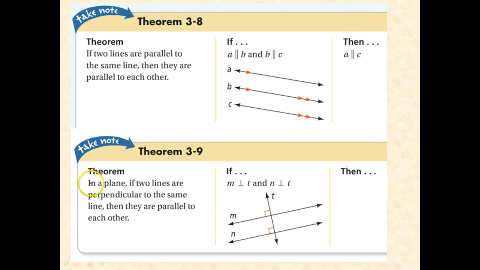Theorem 3.9. In a plane. Now this one, notice you have to say in a plane because lines that don't intersect that are not in a plane can be skew. So we have to make sure we're talking about in a plane. If two lines are perpendicular to the same line, then they're parallel to each other. So if M is perpendicular to T and N is perpendicular to T, then M is parallel to N.